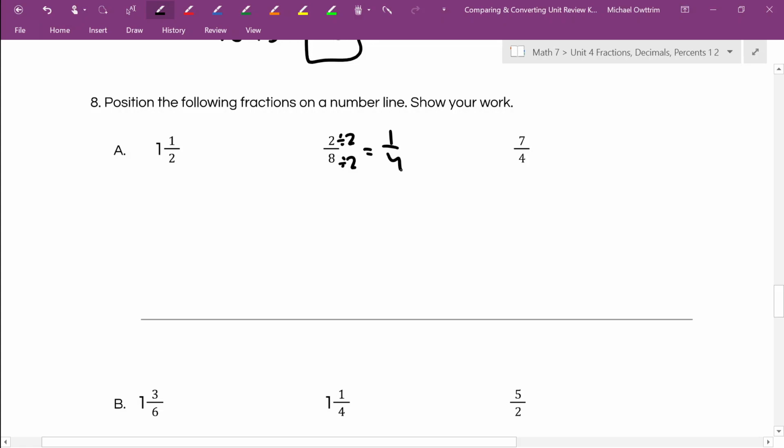I'm going to convert my 7/4 to a mixed number. 4 goes into 7 one full time, which would use up 4 of the 7, leaving 3 in the remainder. So I've got mixed numbers here now. I do want a common denominator. So what's a common denominator for 4 and 2? Well, it's going to be 4. So I'm going to multiply this fraction by 2 to make it have a 4 on the bottom.